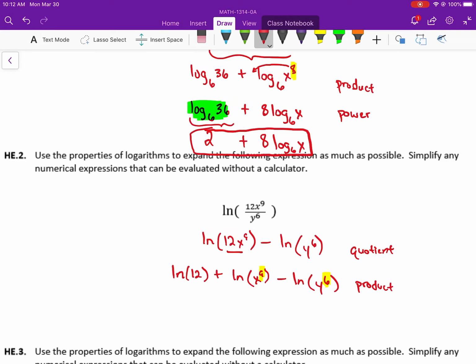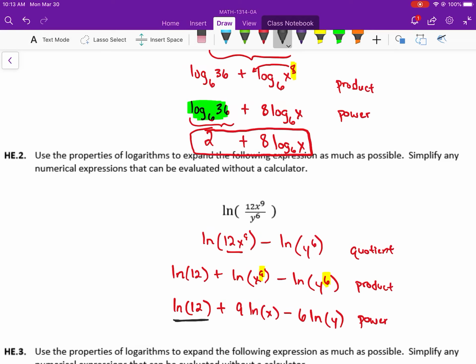If we have any kind of exponents there, that points back to my power property, which means I need to move those back to the front of those ln statements. All right, so ln 12 is going to stay exactly the same. ln 12 plus 9 times ln x. Now, there's really no need to put those parentheses, but I went ahead and left them. Minus 6 times ln y. Okay, and that was our power property.